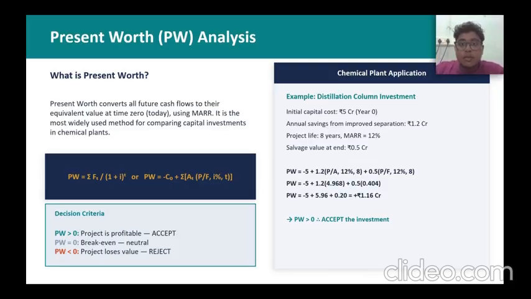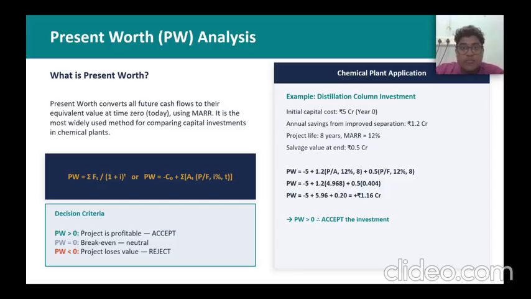First I'll be talking about present worth analysis. Present worth is a commonly used method in chemical engineering economics. The idea is simple. We convert every future cash flow back to its value today using our minimum attractive rate of return as a discount rate. The formula shown in this slide sums all the future cash flows divided by 1 plus i to the power of n. If the result is positive, the project creates value.